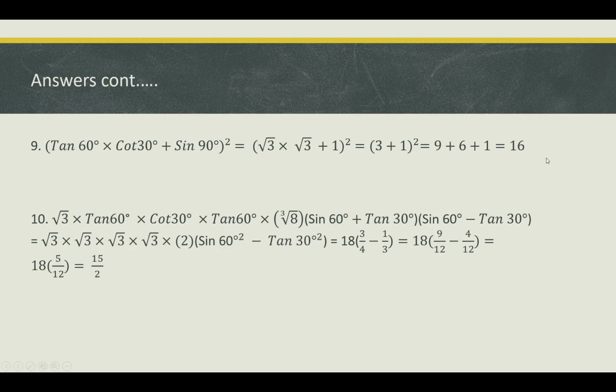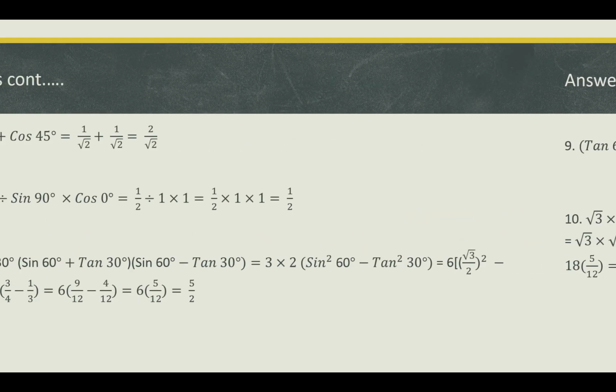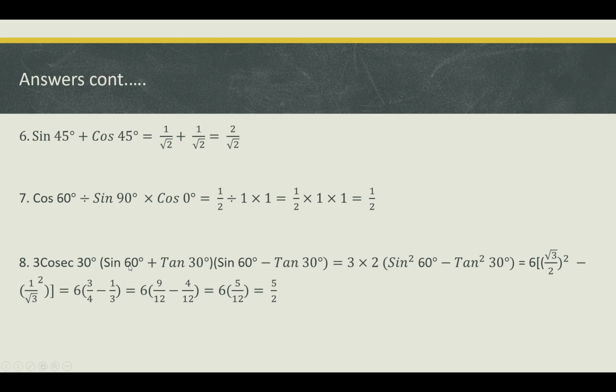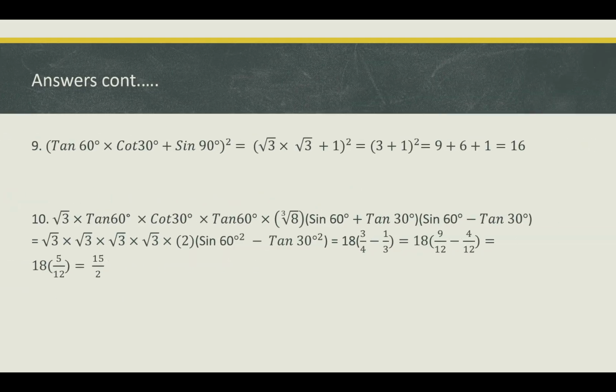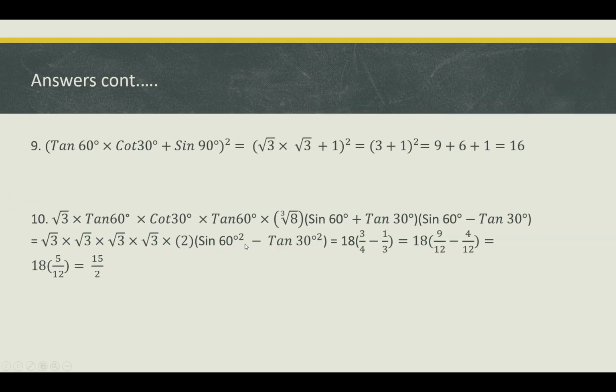If you see the question a bit more carefully, you will see that sine 60 plus tan 30 multiplied by sine 60 minus tan 30 is the same as question number 8, which is also sine 60 plus tan 30 multiplied by sine 60 minus tan 30. So just as I used the a square minus b square formula in question number 8, I'm going to use the a square minus b square formula in question number 10.